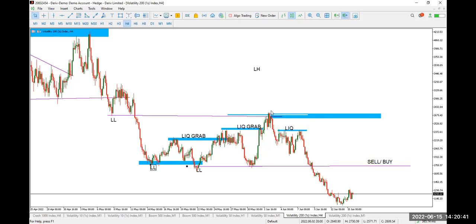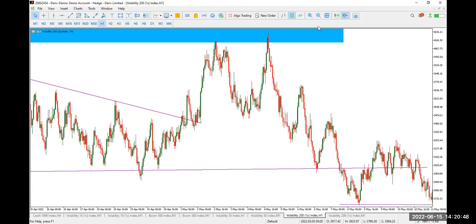So because our structure in 4 hours here has finished, what do we do? We move over to 1 hour. We want to see the 1 hour structure now.